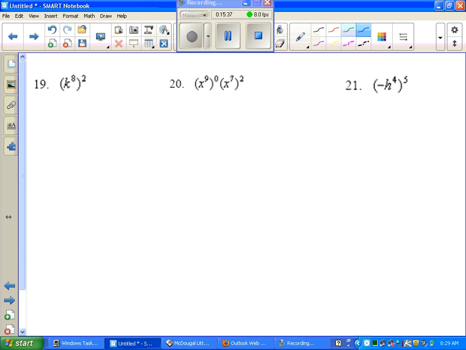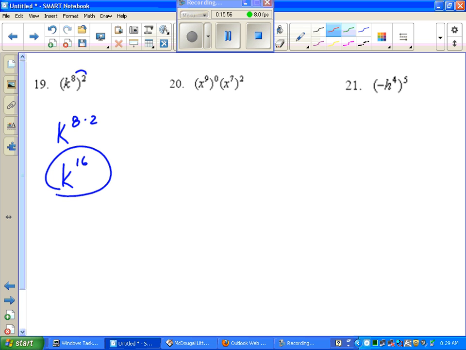Nineteen is raising a power to a power. Now we're not adding the exponents anymore. Now we're making sure the k is distributed that square. So that means k to the 8th times 2 this time. We're not adding them anymore. So k to the 8 times 2 is k to the 16th. That's all we can do with that.